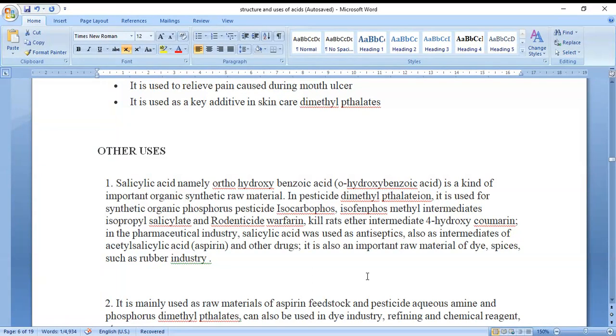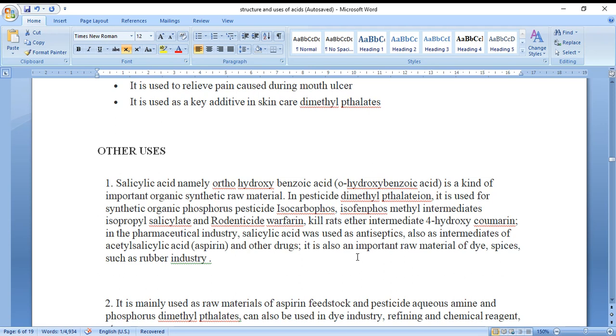So I'm telling you so many uses. You need not write all these uses in the exam, and you need not remember all of them. In order to improve your general knowledge, you can know all these things. But from the exam point of view, you can write at least 7 uses along with the structure. Structure is very important.